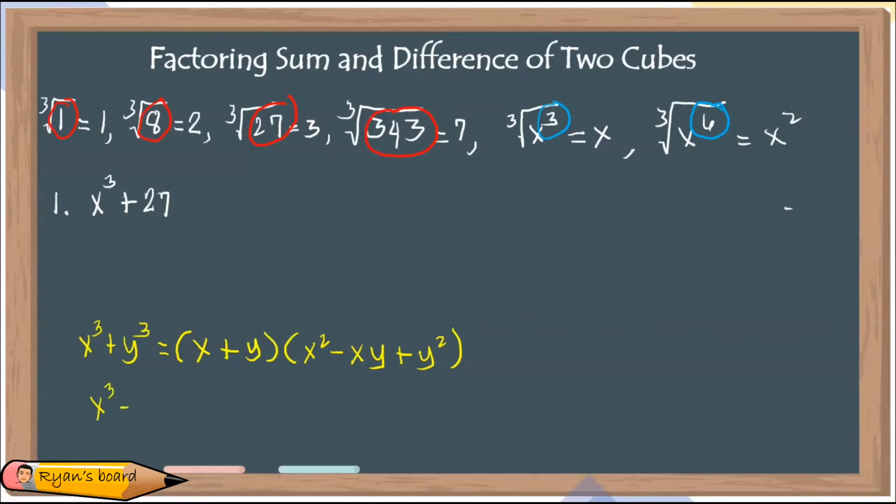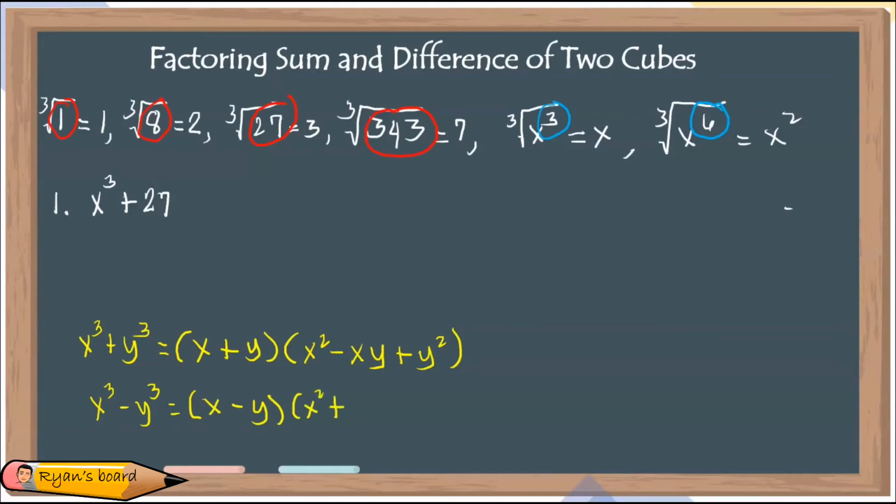The same way, ang magkaiba lang dito ay sign niya. Okay? So, x, cube root ng x cube is x, minus cube root ng y cube is y. Ganon ulit, x times x, x squared, pero yung sign niya dito is plus.